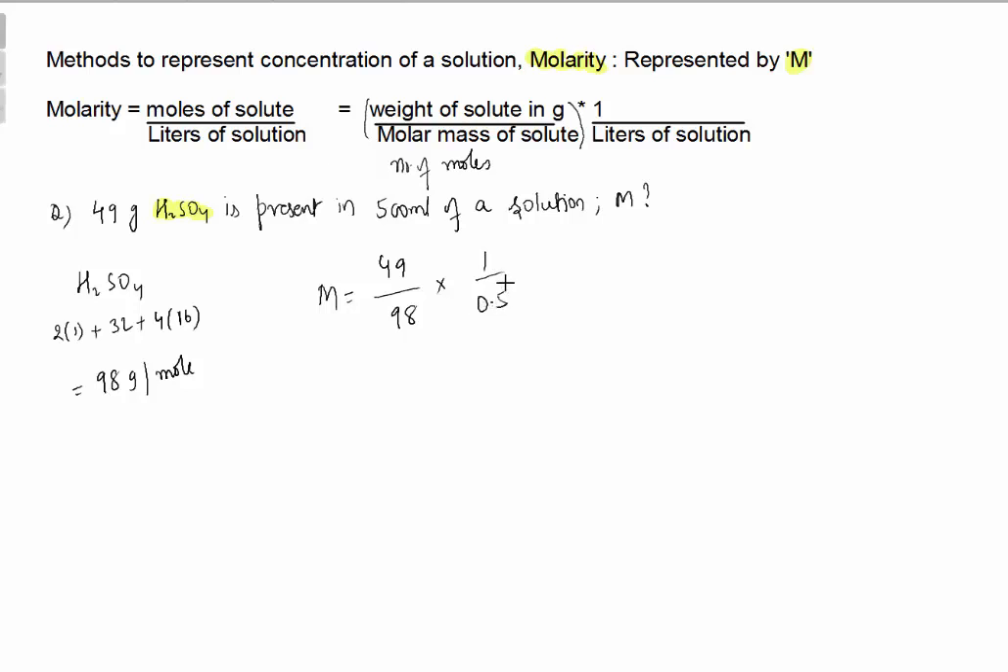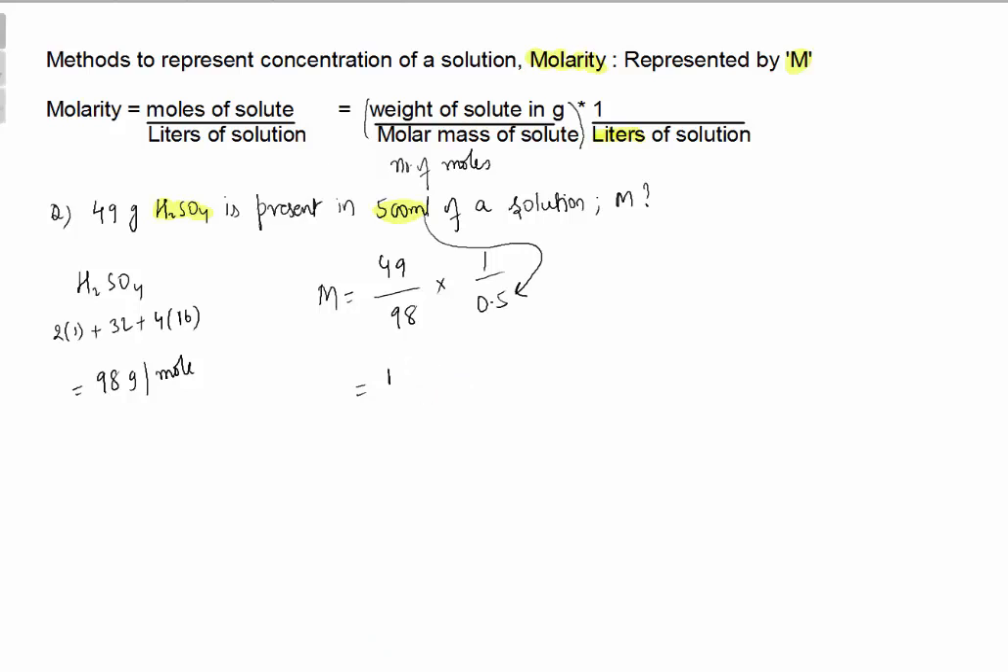Please remember, here it is liters. So this was in 500 ml, so we have converted this into 0.5 liter. That is equal to 1. So the molarity of solution will be 1. Please remember.